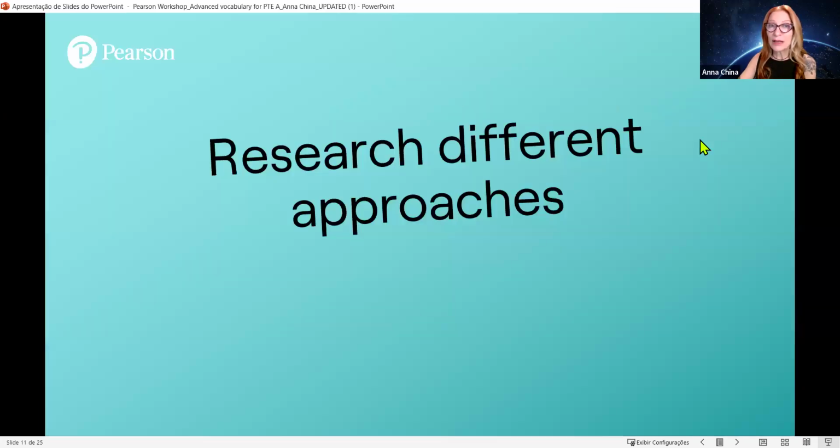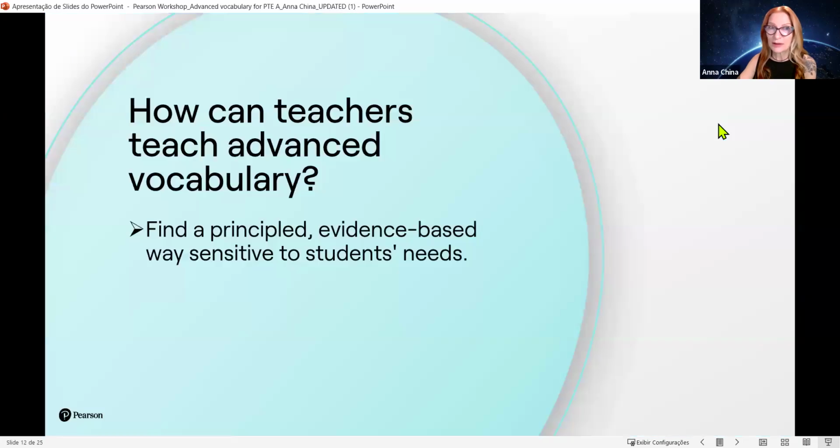So let's research different approaches. How can teachers teach advanced vocabulary? Well, of course, practice is practice. We know that a lot of actions that we do in the classroom are a little bit intuitive, and also based on our experience. But back there somewhere, we were taught strategies, we were taught theories. I mean, who hasn't studied all of those approaches to teach language, right?